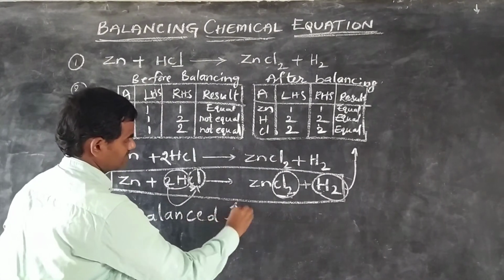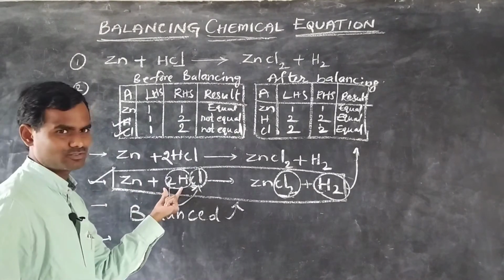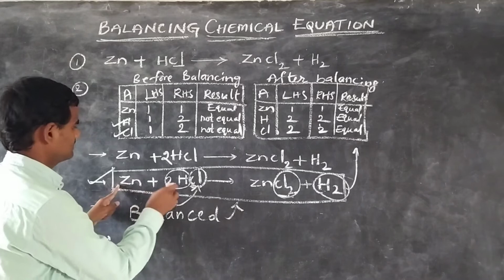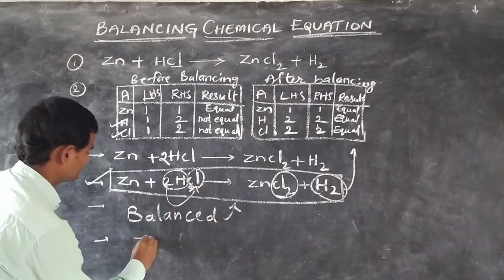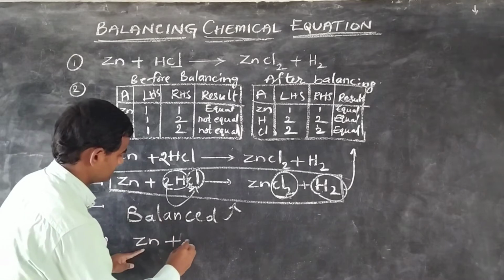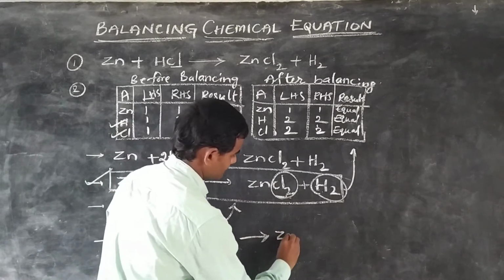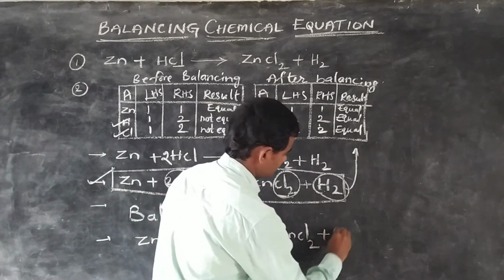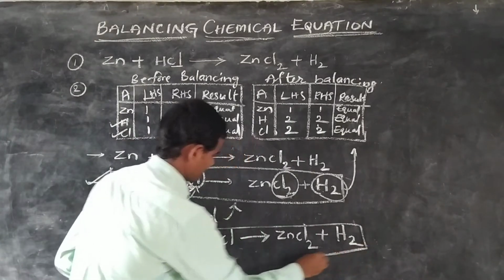The equation is balanced. We will see whether it is in the smallest coefficients or not. It is already in the smallest coefficients, so no need to change the equation. So the balanced equation will be like this: zinc plus 2 HCl gives rise to ZnCl2 plus H2. This is the balanced equation.